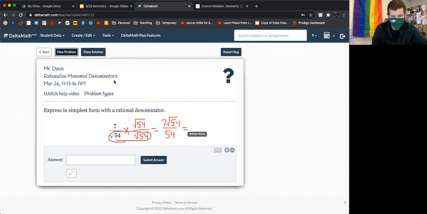And we're not done yet. We want to see what we can do. Now, 7 and 54 don't have any common factors, so we can't simplify just yet. But 54 does have a perfect square factor. And does anyone know what the perfect square factor of 54 is?